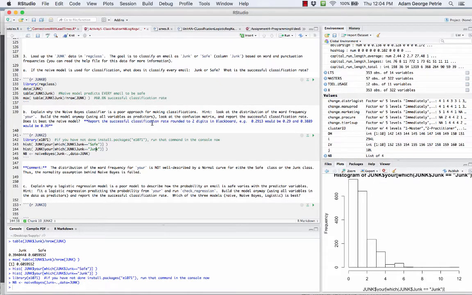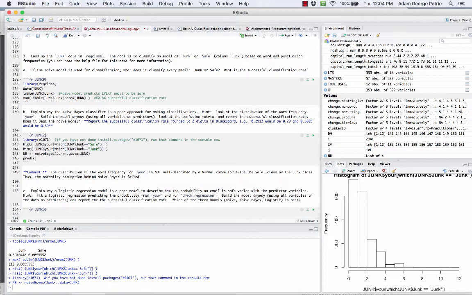We fit it, and now what we want to do is look at the confusion matrix. So I need to make predictions. So let's save the predictions to be the result of running the command predict. What are we predicting from? Well, we're predicting from the model naive Bayes. The first argument is the model. And then we say newdata equals, and we say, well, where are the data values for the individuals that we're making predictions for? So just the same data that we just used to fit the model.